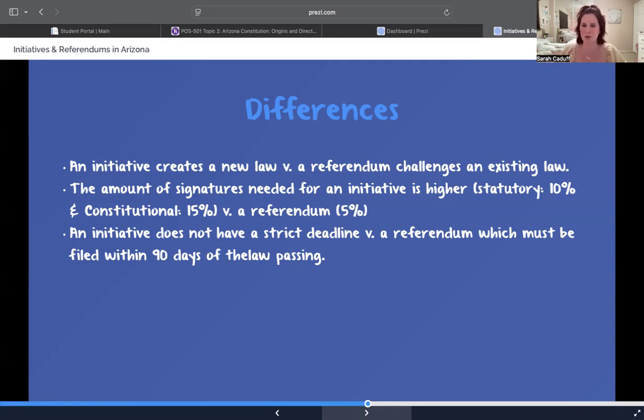Mind you, there was also a difference in timeline. With an initiative, there is no strict deadline. Whereas a referendum has to be filed, signatures have to be gathered, and it has to be turned in within 90 days of that law passing. So an initiative, no strict deadline. There's plenty of time to work and gather those signatures. A referendum, you're on a very strict, short timeline to get everything done.